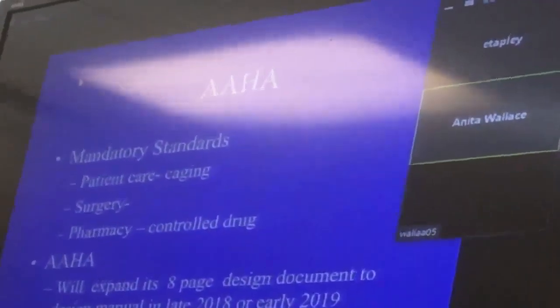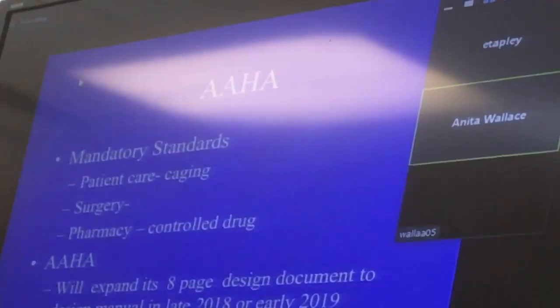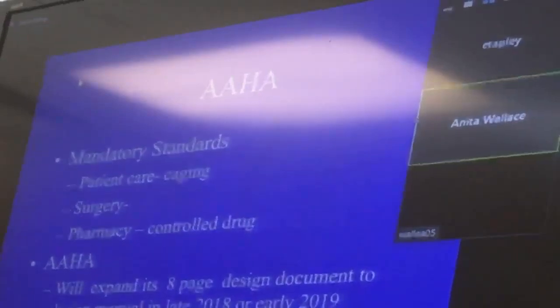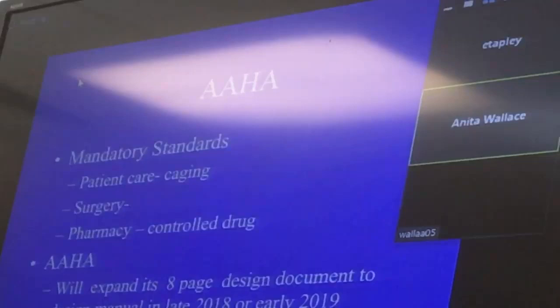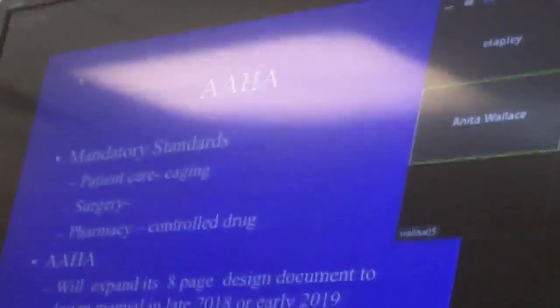So AHA has some mandatory standards. Remember I said, for the most part, these accreditation bodies are voluntary organizations, but within each of those accredited bodies, there are some mandatory standards where your accreditation would be compromised. There are suggestions for improvement through the accreditation process, and there are mandatory items. And so within AHA, some of the mandatory items of patient care: caging, the type of caging, safety of caging, how your surgery area is designed to maintain an aseptic environment, and how your pharmacy is constructed to ensure that your controlled substances are adequately safeguarded.